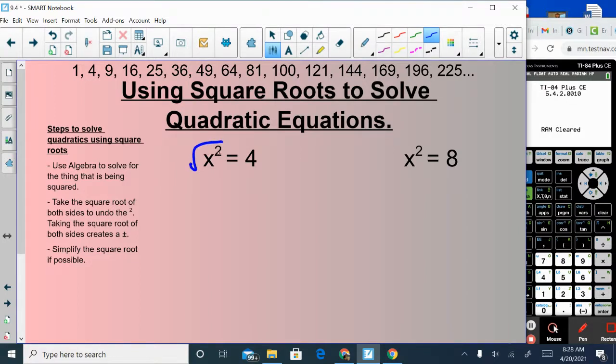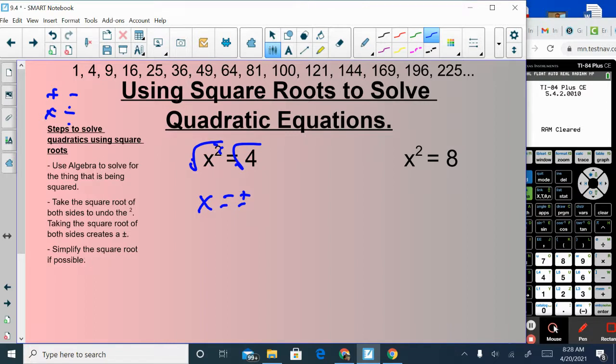Square root and squaring are inverses of each other, just like adding and subtracting are inverses, just like multiplying and dividing are inverses. Squaring and square root are inverses, they cancel each other out. If you do it to one side, you have to do it to the other side. This is an important note right here. Taking the square root of both sides creates a plus or minus. What I mean by that is the square root and the square cancel each other out, so on the left side, we're just going to have x. And on the right side, in front of our solution, we're going to have a plus or minus.